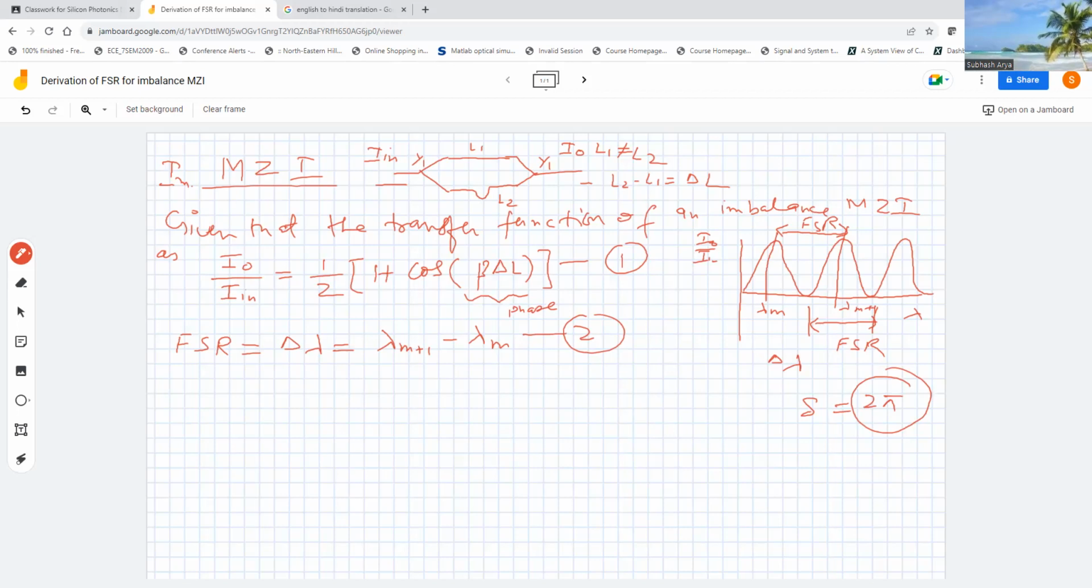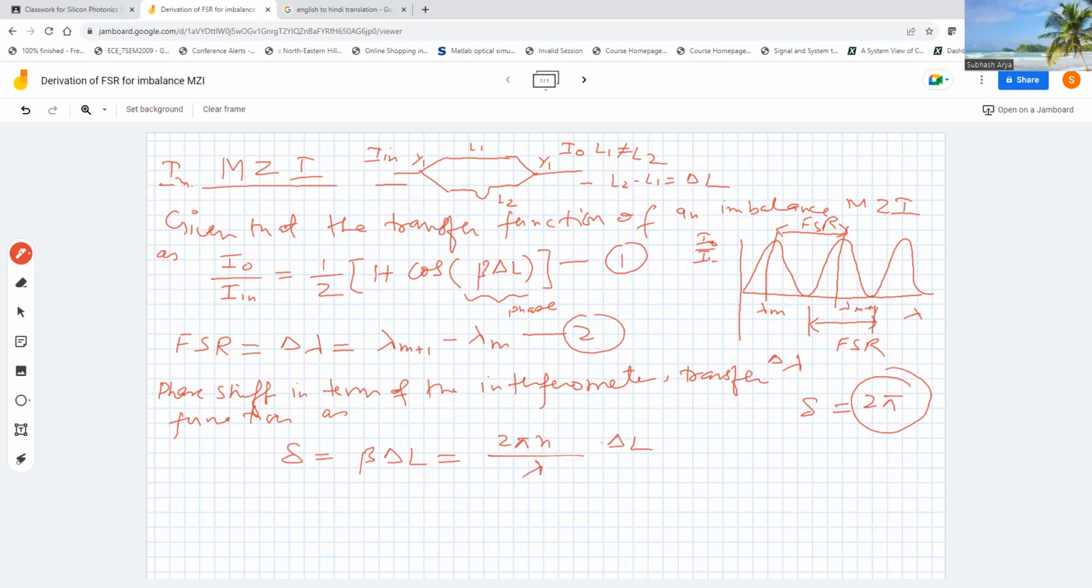So we define the phase shift in terms of the interferometer's transfer function as delta is equal to beta into delta L, which you can write as 2 pi n divided by lambda into delta L. So this is your phase.